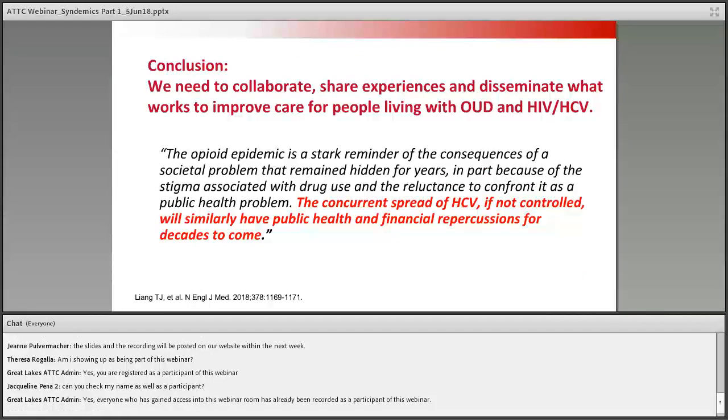So in conclusion, I think given all of this, we need to collaborate and share experiences from people who work with people living with HIV and other infections and people who do addiction treatment, and disseminate works to improve care with people living with HIV and opioid use disorder. And I'll leave you with the quote, which you can read on your own.